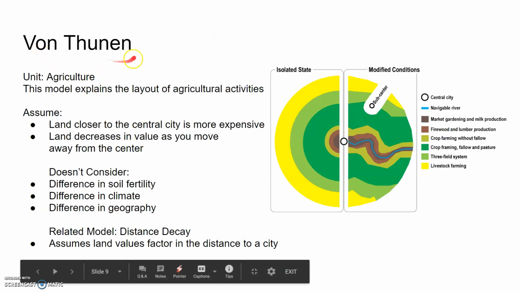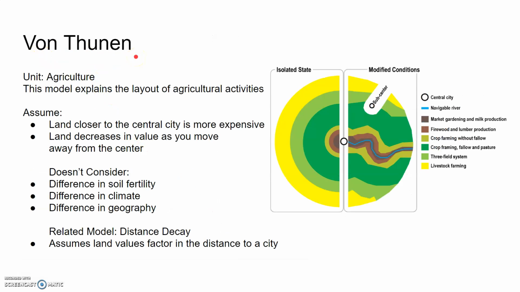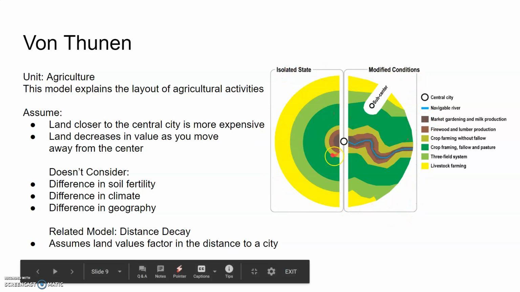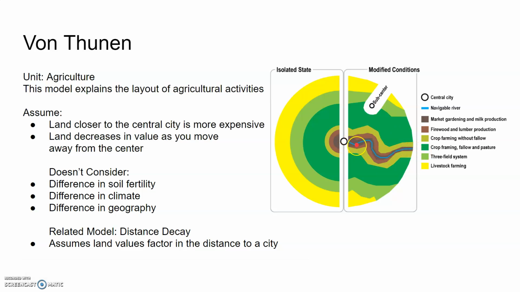So the next model is the von Thunen model. This talks about agriculture, and the layout of those agricultural activities. On this side, you'll see a concentric version, and on this side, you'll see a modified condition because of a natural border of some sort. So this is a river that's affecting it.